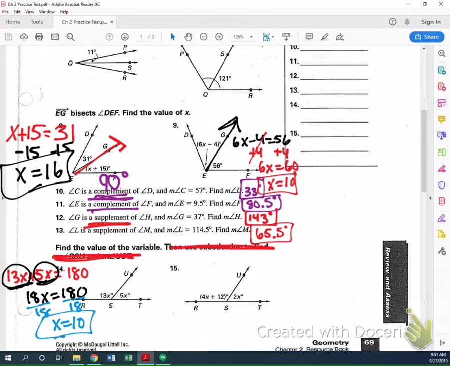Now, the reason we set it up this way is because these two angles make a straight line, which is a straight angle, which adds up to 180. Same on number 15. These angles make a straight angle. They're supplementary, a linear pair, lots of different names, basically all just fancy ways of saying put a plus sign in between them, equal 180.